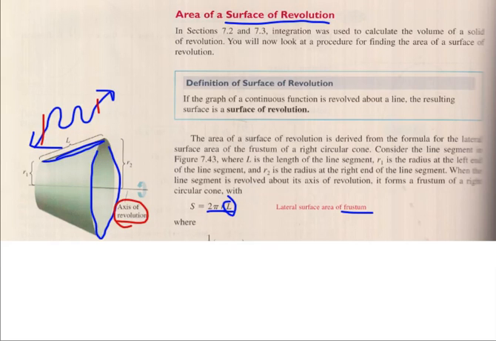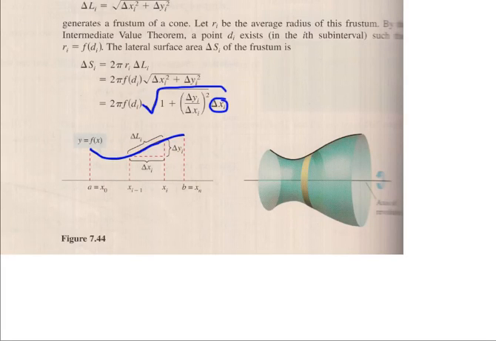Okay? I'm going to erase some of this stuff in case we need to come back. So that whole part is just the same thing that we did for arc length. Then this part, this 2 pi f of d sub i, that's just 2 pi r. f of d sub i is being picked within each x sub i minus 1 to x sub i subinterval.